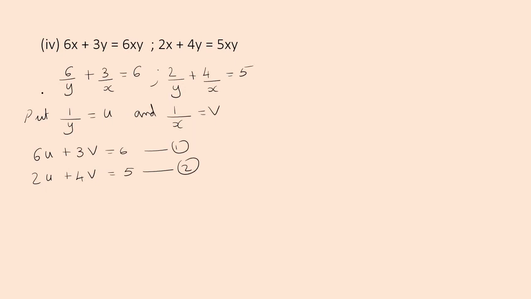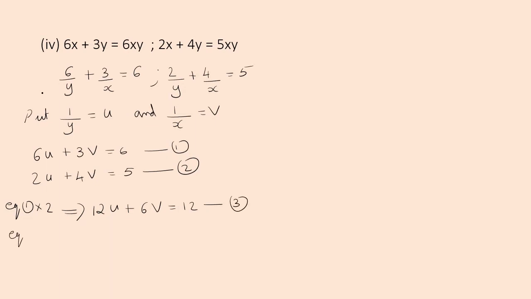Now the given equations are in its standard form. The variables are u and v. You can use any algebraic method and solve the equation for u and v. For that, I am going to use the elimination method. So I am going to eliminate u. So I will multiply equation 1 by 2. So I am getting 12u plus 6v equal to 12. Number the equation as 3.